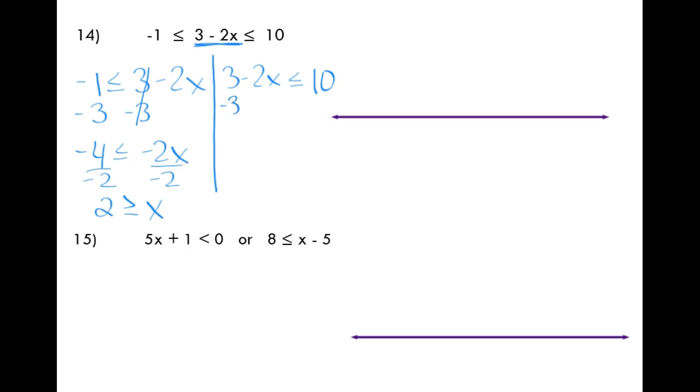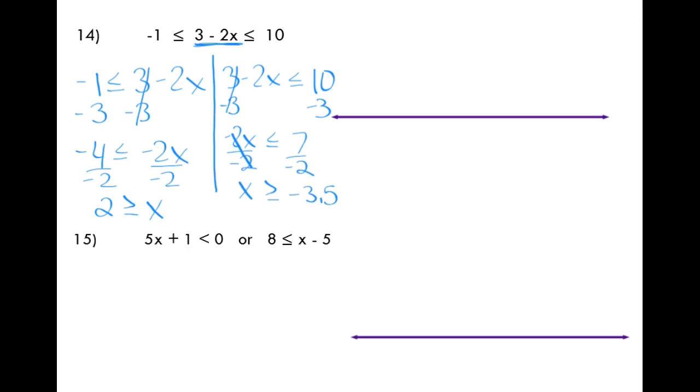Over here, I'm going to take away 3 from both sides. I get -2x is less than or equal to 7. This one's not going to work out nicely. Let's see. Divide by -2. Again, I'm dividing by -2. So x is now greater than or equal to -3.5.